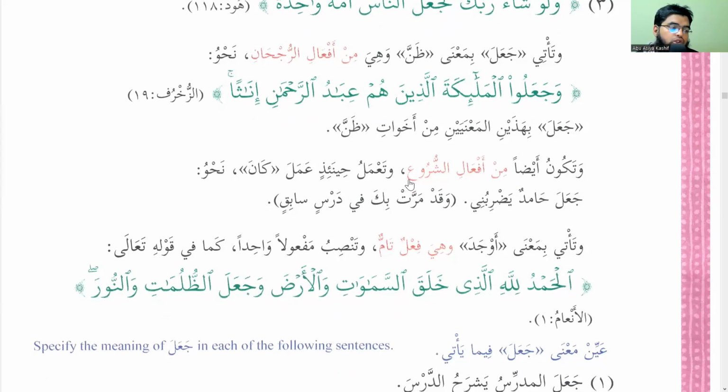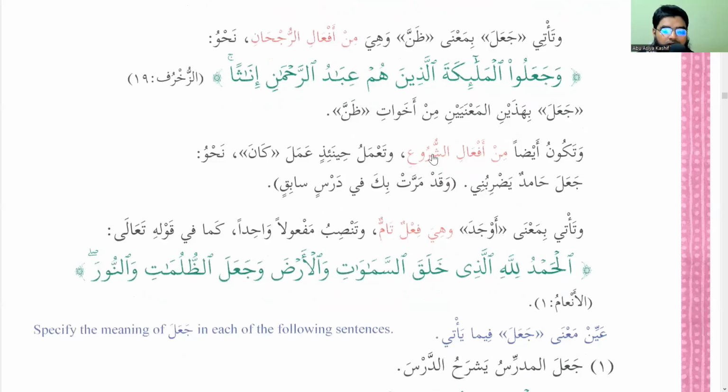And it also comes from the verbs of starting (أفعال الشروع). The third meaning of جعل could be "to start." And this came in lesson 8 or 9 something. He taught this in the مبتدأ خبر lesson: أفعال الشروع, verbs of starting. It does the work of kana at that time.